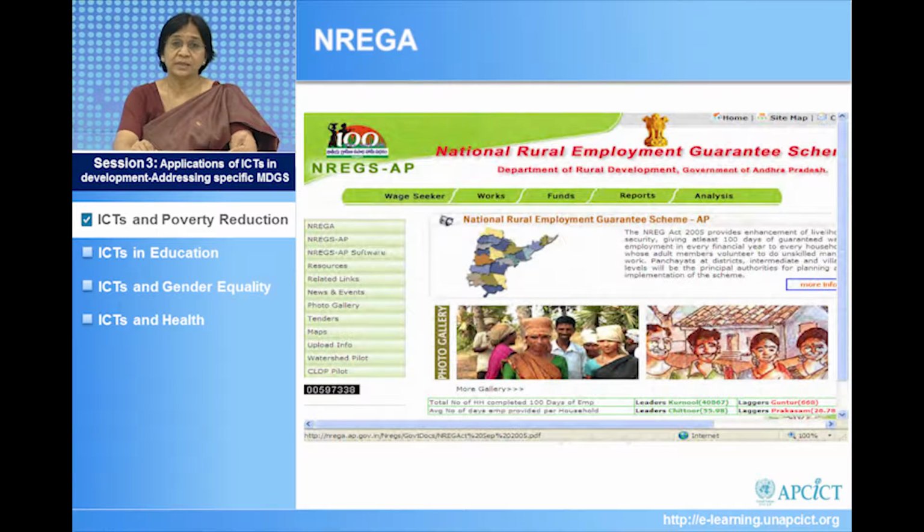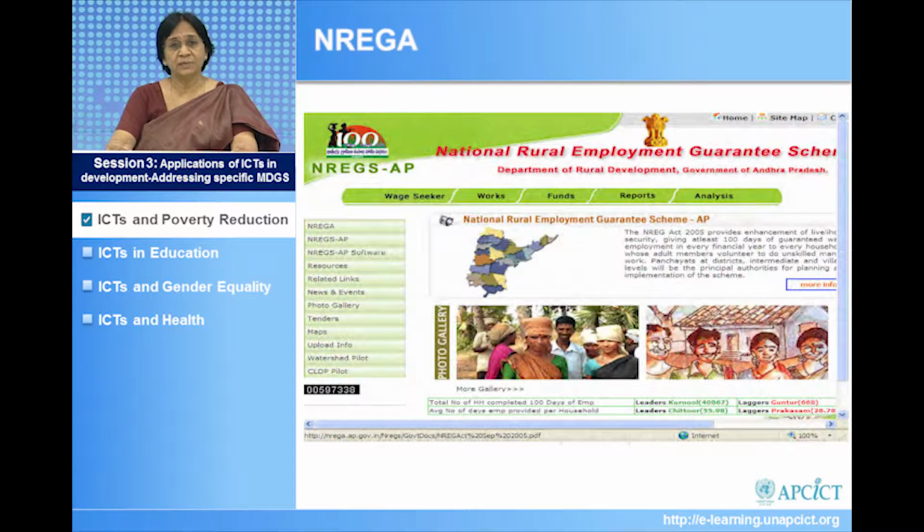I invite you to look at the NREGA website, which is a complete portal that enables the poor villager to see where work is available, to get what we might call a job card which entitles the villager to 100 days of work, to see whether he's being paid, to see what is in his savings account where the money is paid in for his work, to see what works are in his village, what are completed, and also to audit whether the work is proceeding well.